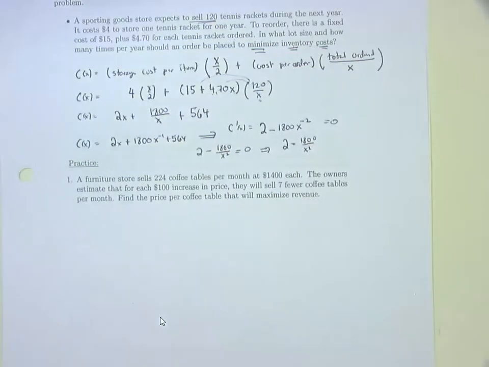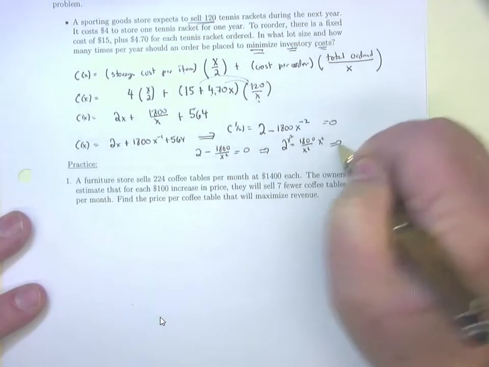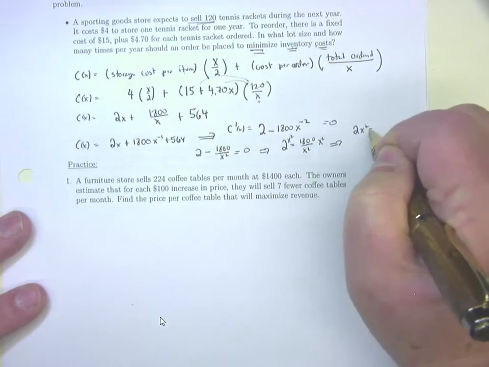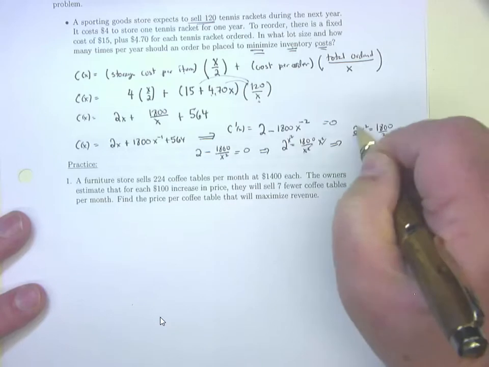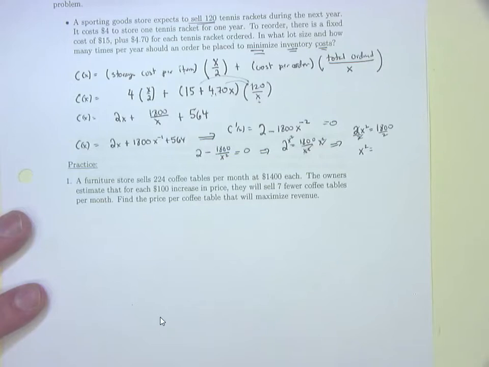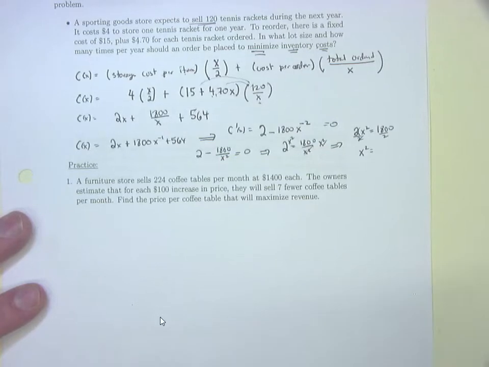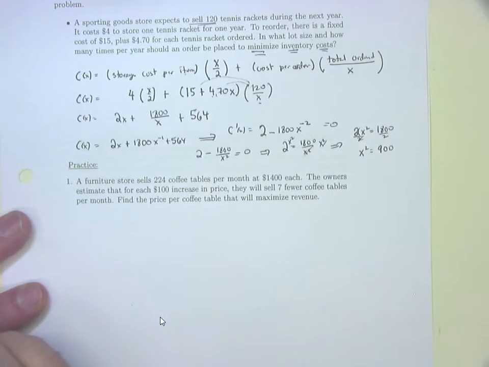What's my next move? I'm trying to solve for x here. Multiply both sides by x squared. Get rid of your denominator. Just algebra now. So I get 2x squared is equal to 1,800, because that would have canceled. I'm going to divide by 2, and I get x squared is equal to 1,800 divided by 2. You can do that math in your head. What is it? 900. And then what's going to kill off that square?